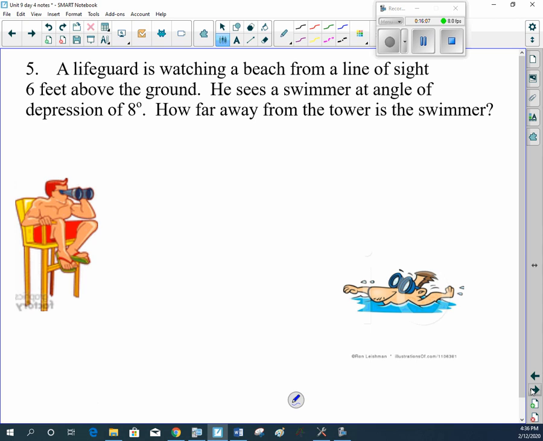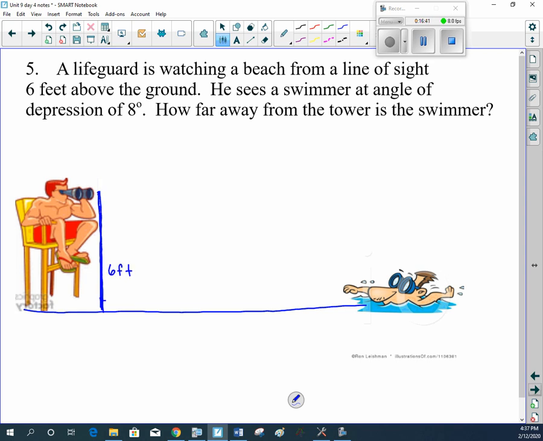Okay, so this one right here says a lifeguard is watching a beach from a line of sight 6 feet above the ground. He sees a swimmer at an angle of depression of 8 degrees. How far away from the tower is the swimmer? Okay, so here's the line of sight right here where this lifeguard is. So we're going to say this is the ground. Here's the swimmer over here in the water off the beach. They said this distance right here is 6 feet.